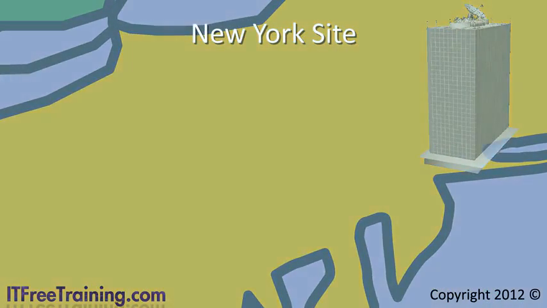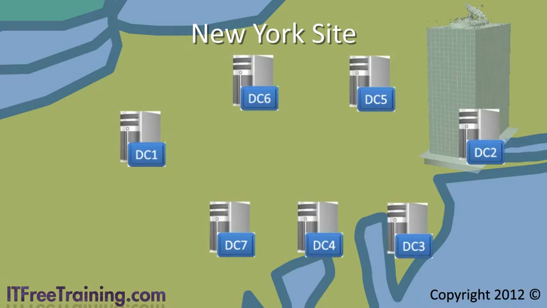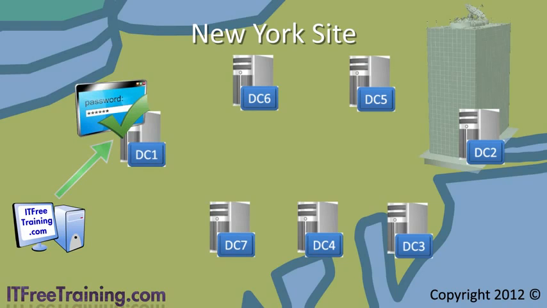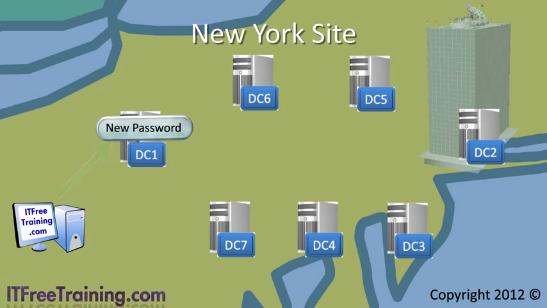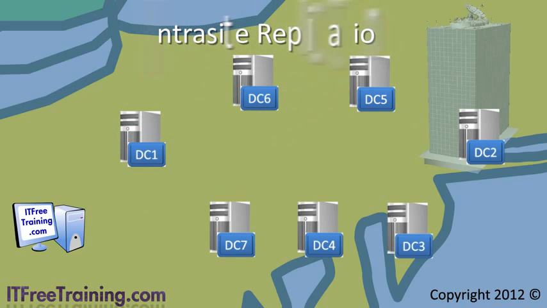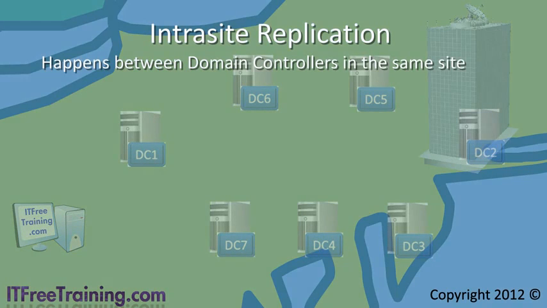In this particular case, let's say the New York site has 7 domain controllers in it. If the client were to log in to the network, they would be authenticated by one of the domain controllers. If the user then changed their password and logged off and logged on a second time, they would be authenticated by a different domain controller. For this reason, you want replication within a site to happen quickly. This type of replication is called intra-site replication. Intra-site replication is replication that happens between domain controllers in the one site.